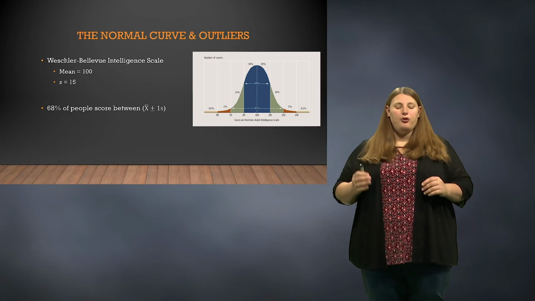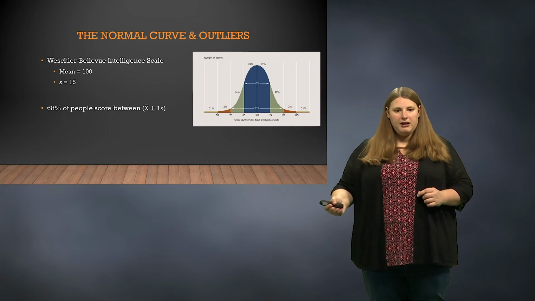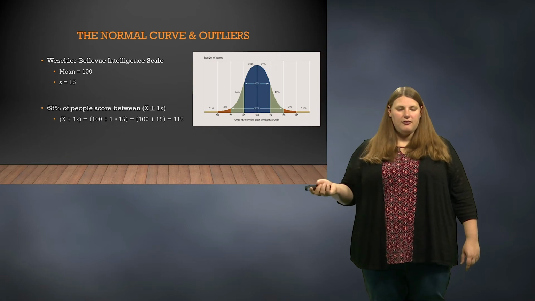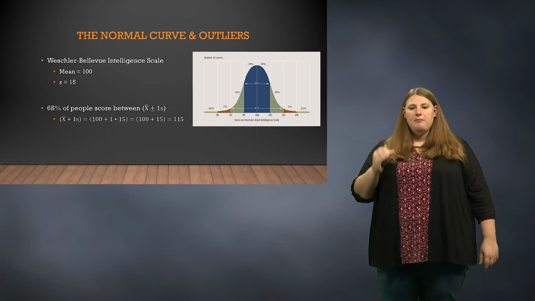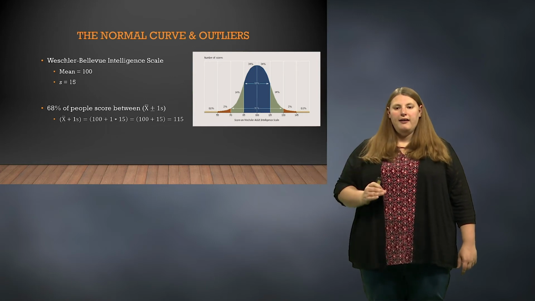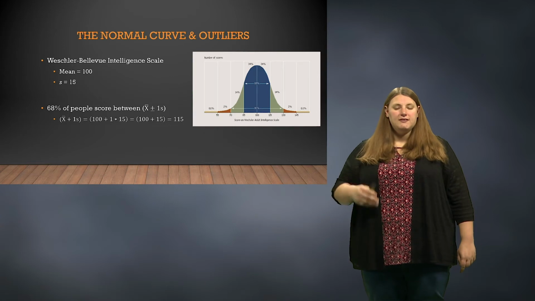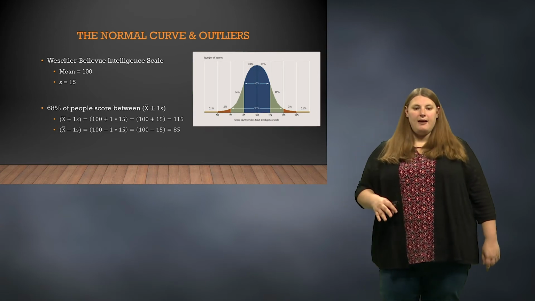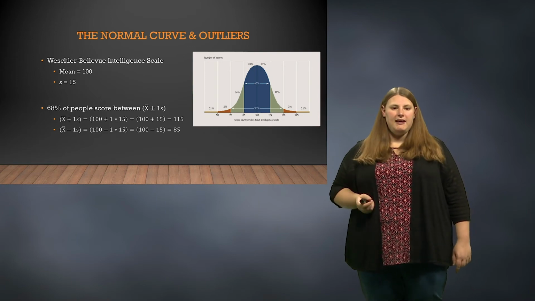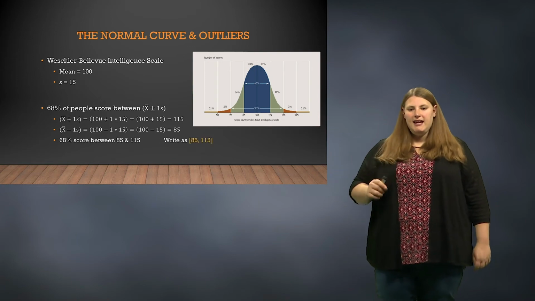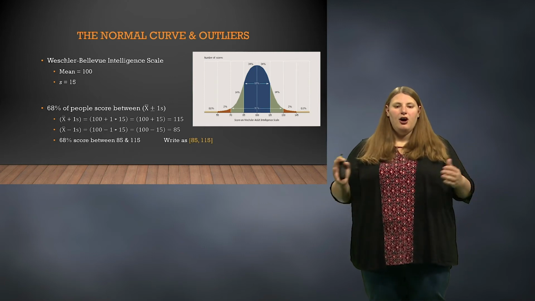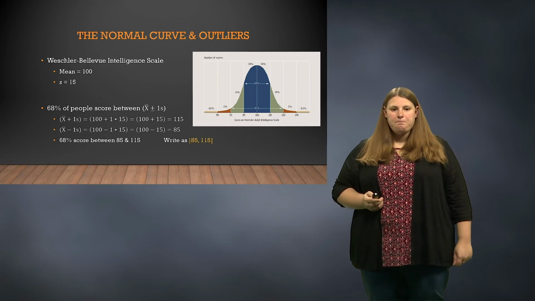What we need to do is take the formula in 2 steps. One time through, we're going to use the addition option, and one time through, we're going to use the subtraction option. So let's talk first about addition. If we take the mean value and we add 1 times the standard deviation, we get 100 plus 1 times 15, which gives us 115. Then we do the same for the subtraction option, 100 minus 1 times 15, which gives us 85. This means that 68% of people will score somewhere between 85 and 115 on the Wechsler-Bellevue Intelligence Scale.